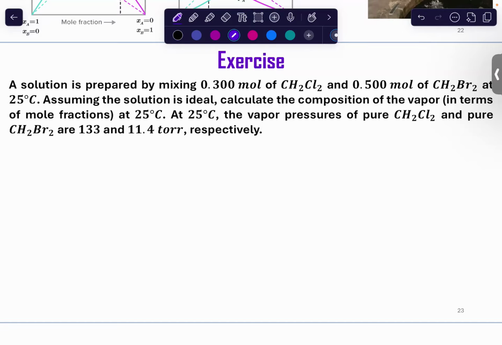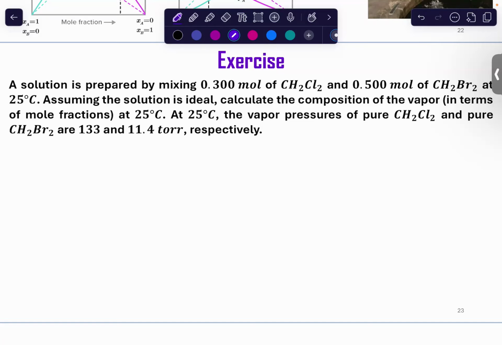You're missing one prefix: dichloromethane. Methane is your base molecule, and you just replace two hydrogens with chlorines, and you get dichloromethane. The other one is dibromomethane. And then you have 0.5 moles of the dibromomethane at 25 Celsius.